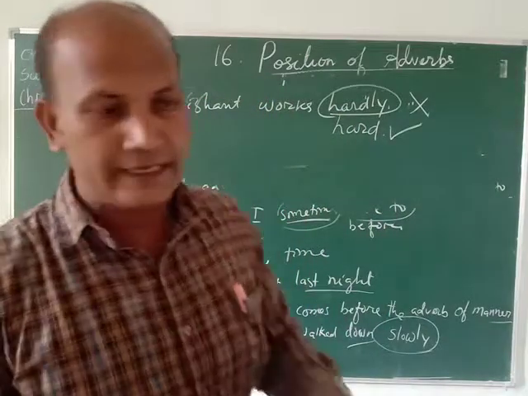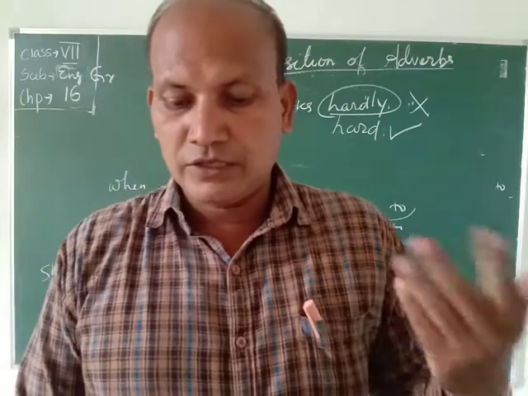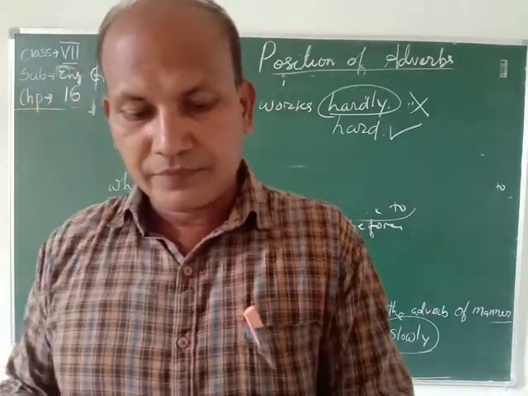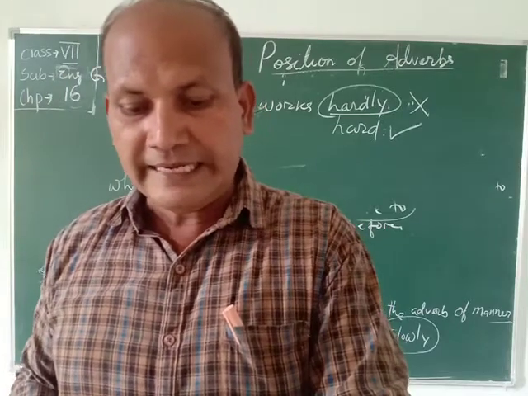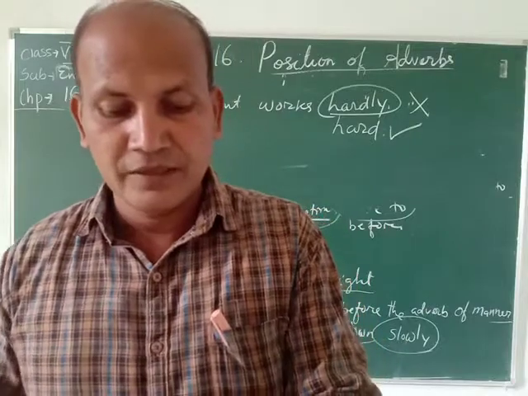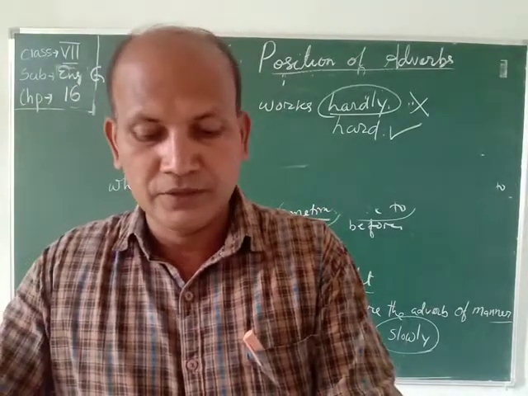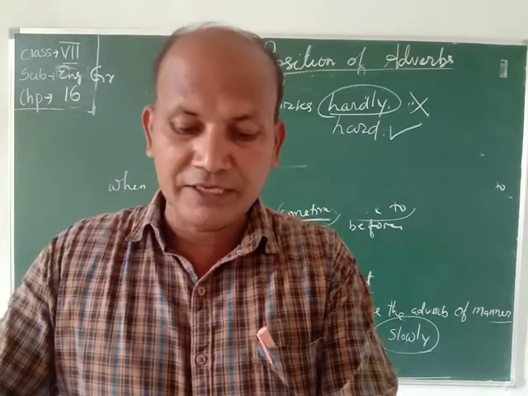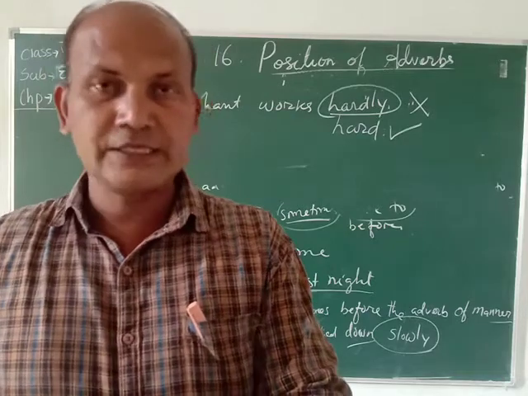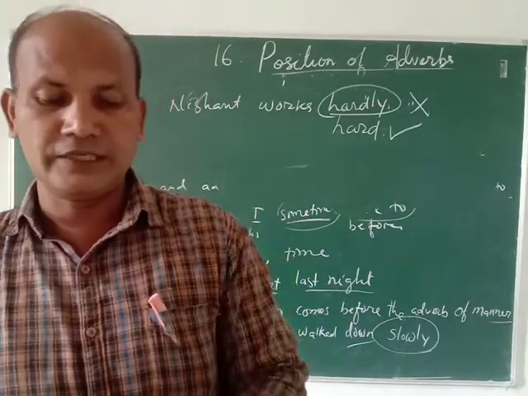Just like the guest arrived late, not lately. Cheetah runs fast, not fastly. This task is very difficult, not too difficult. The box is very heavy, not too heavy. She is somewhat intelligent at this age. That is wrong; she is rather intelligent at this age. Here I gave the examples.